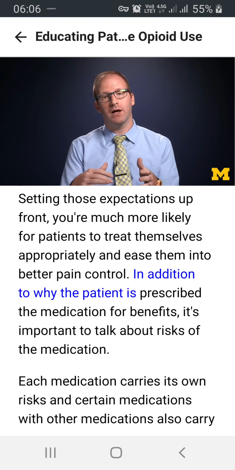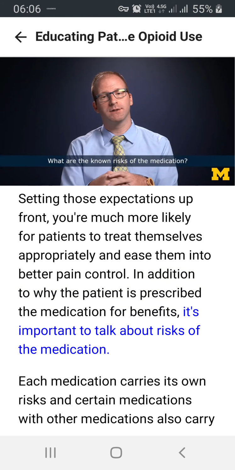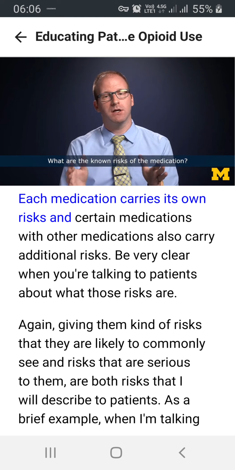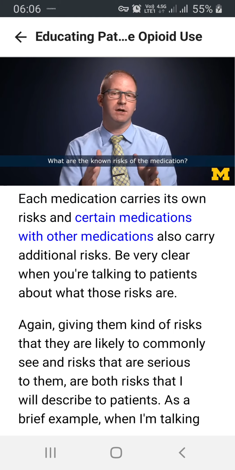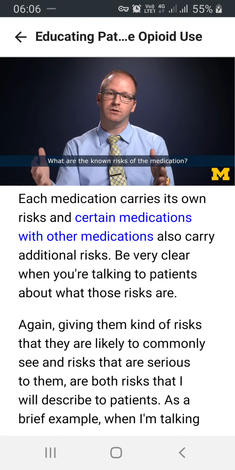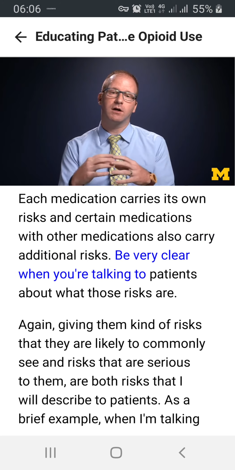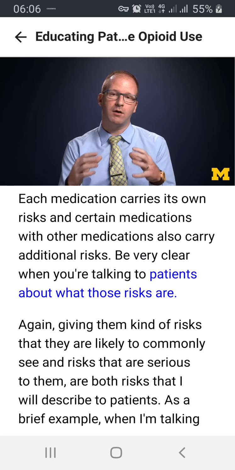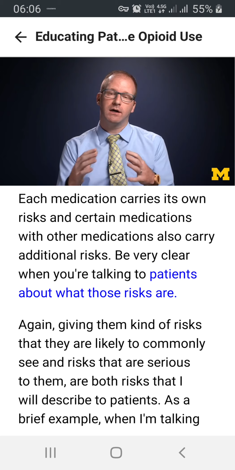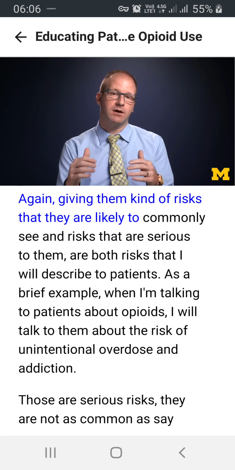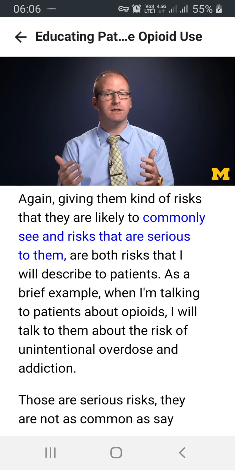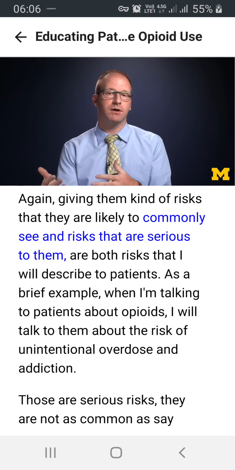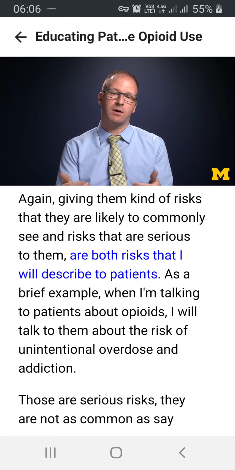In addition to why the patient is prescribed the medication and the benefits, it's important to talk about risks of the medication. Each medication carries its own risks, and certain medications with other medications also carry additional risks. Be very clear when you're talking to patients about what those risks are. Again, risks that they are likely to commonly see and risks that are serious are both risks that I will describe to patients.